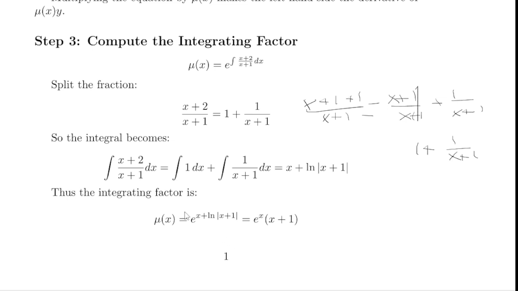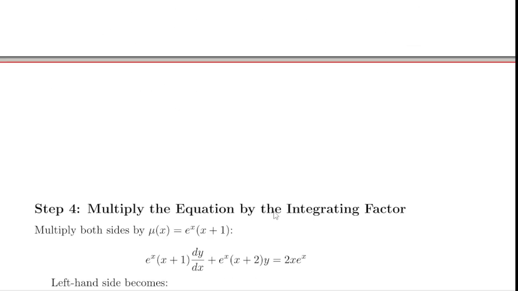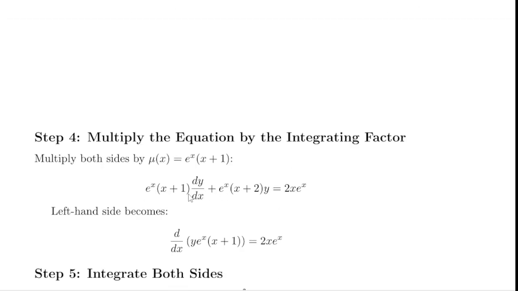And for this, you can break it up into two factors. So it's e to the x times e to the natural log absolute value of x plus 1. This is just x plus 1. And that's going to multiply e to the x. So that's what we're going to have to multiply both sides by: e to the x times x plus 1.